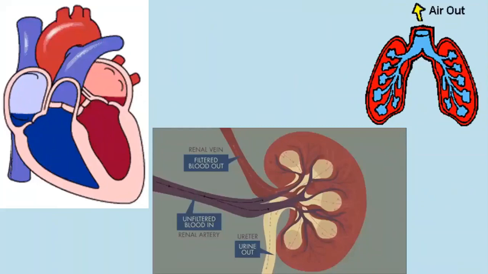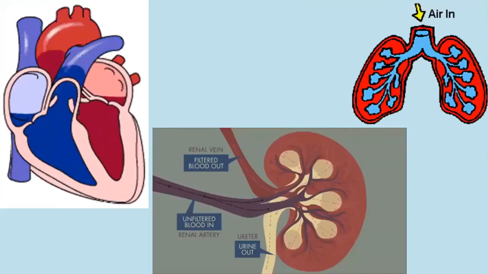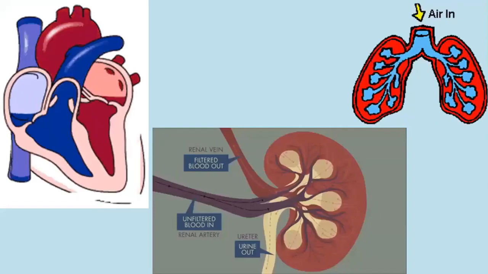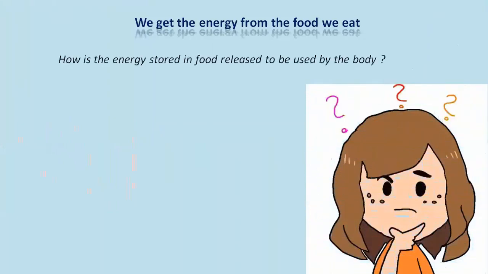So to do all these activities, our body needs energy. And from where do we get this energy? I hope you must have guessed it. We get the energy from the food we eat. This means that the food we eat contains a lot of nutrients and a lot of energy. But the question arises over here: how is the energy stored in the food released to be used by the body?